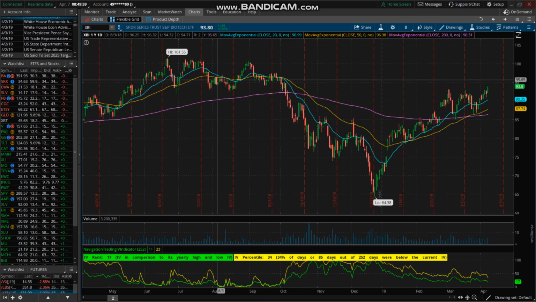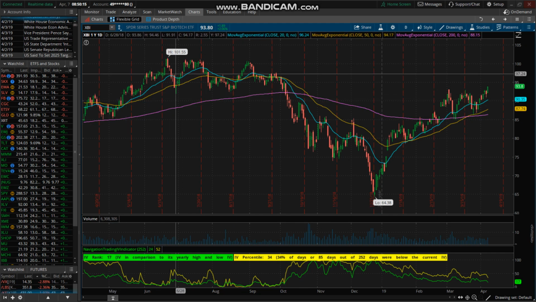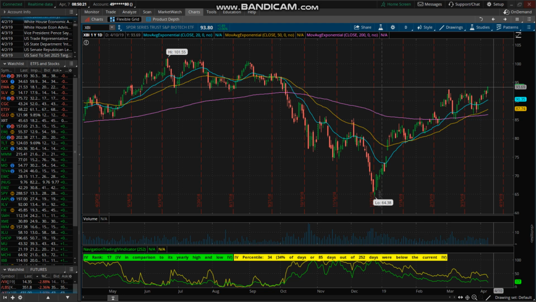So on this YouTube video that I'm going to make for you guys today, I'm just going to show you the power of iron condors and maybe strangles or straddles and how to set them up. I'm going to use this ETF, XBI, as an example. What you see here on the screen is the price action for XBI within the last year or so. And after this, I'm going to show you how to create an iron condor.